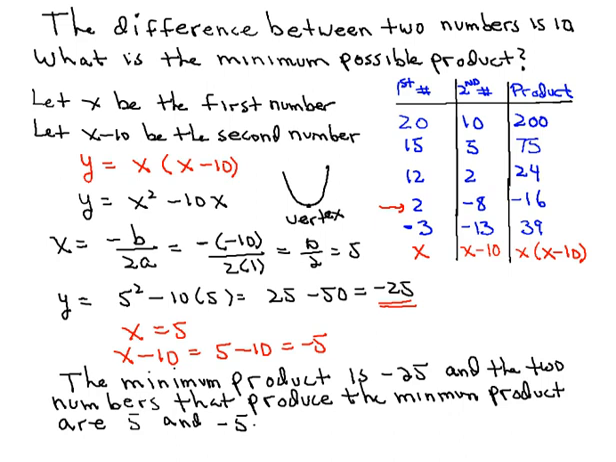And as we determined at the beginning of the problem when we looked at the numbers in our table, we anticipated that one of the numbers would be positive and one would be negative, and that is indeed the case.